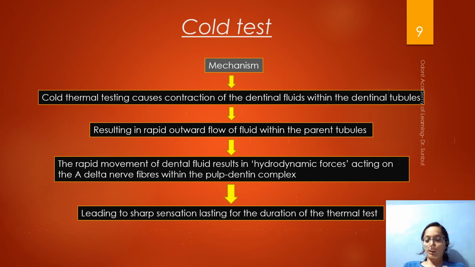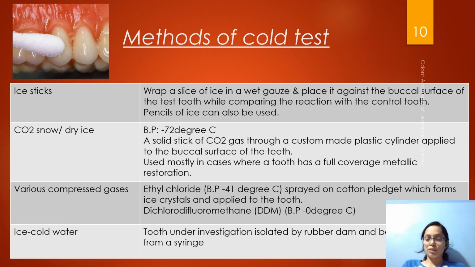For cold testing, one of the things we use is ice sticks. We can use normal ice cubes. We wrap them in a gauze piece and apply it to the buccal surface and see the response. To get an authentic result, we test one side and then compare it to the other side, a normal healthy tooth, to see the response.